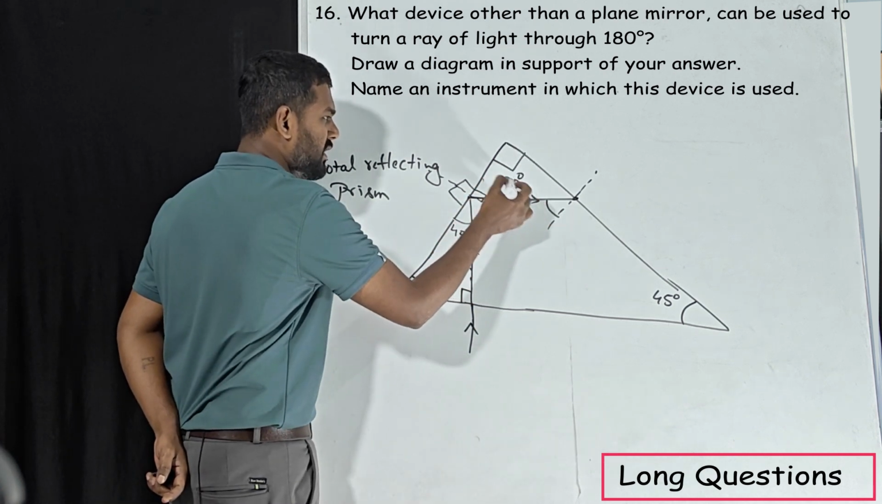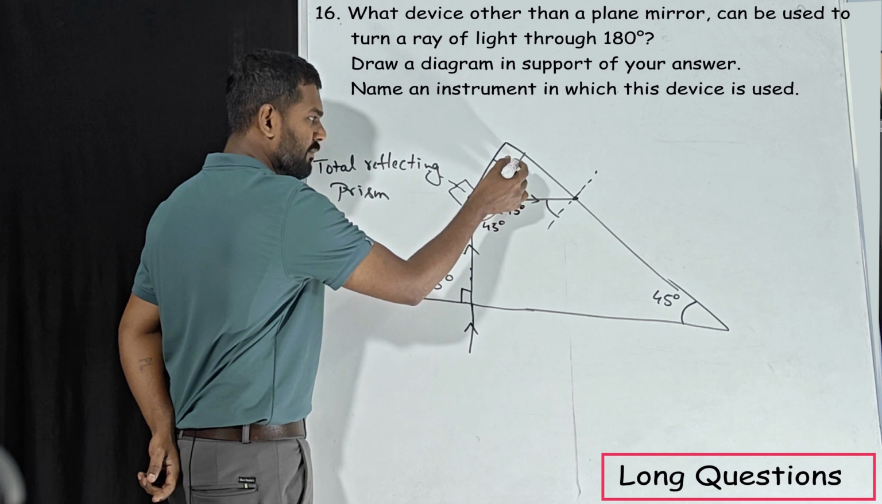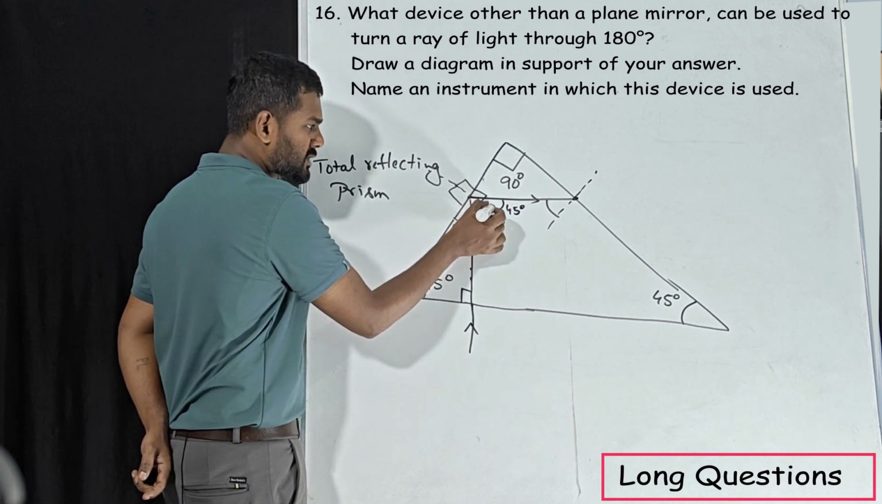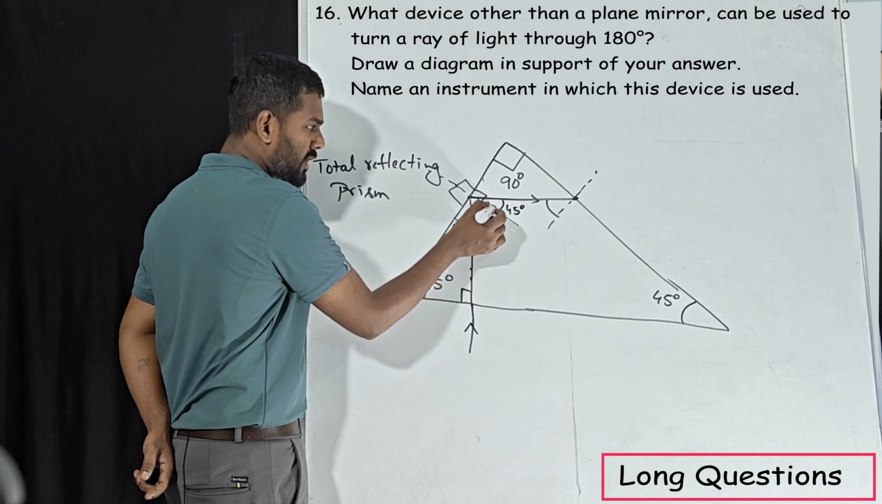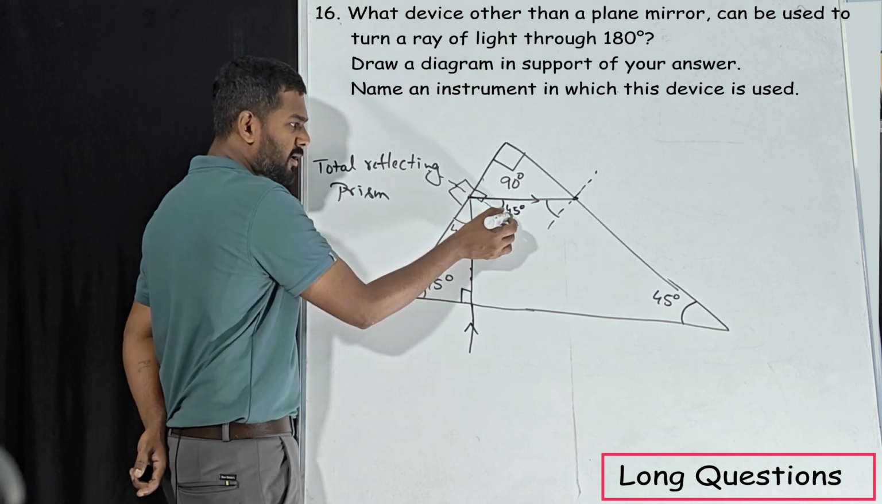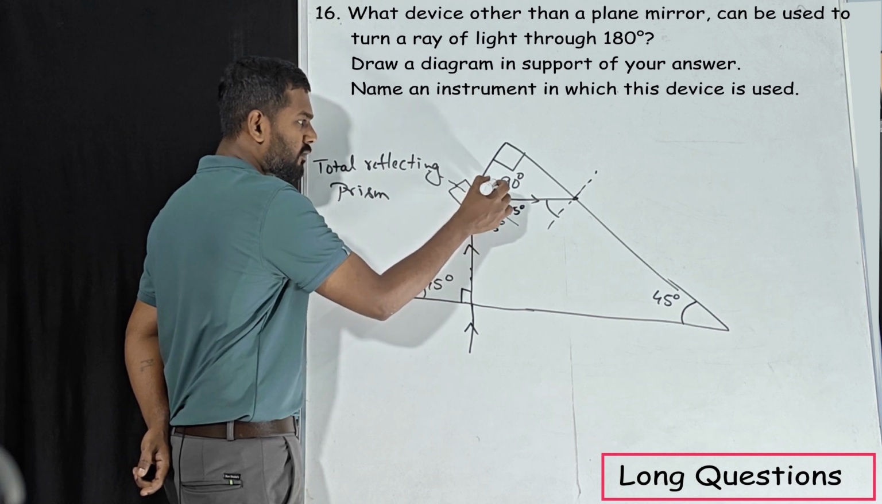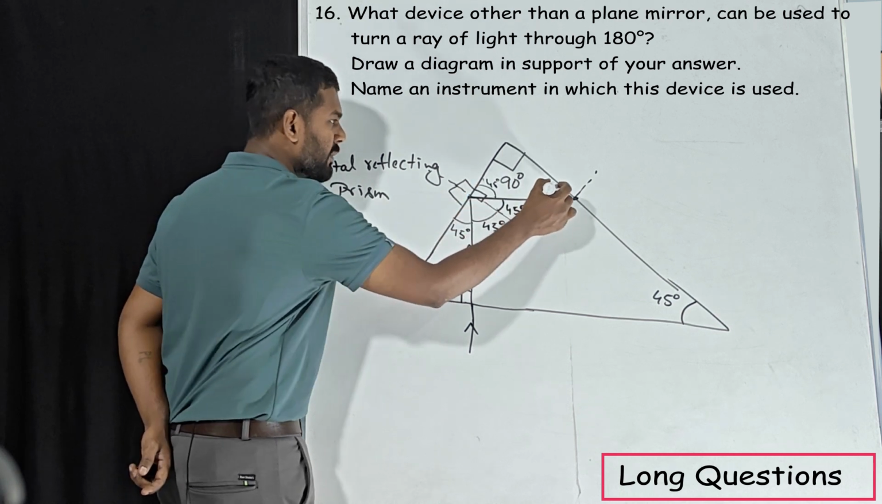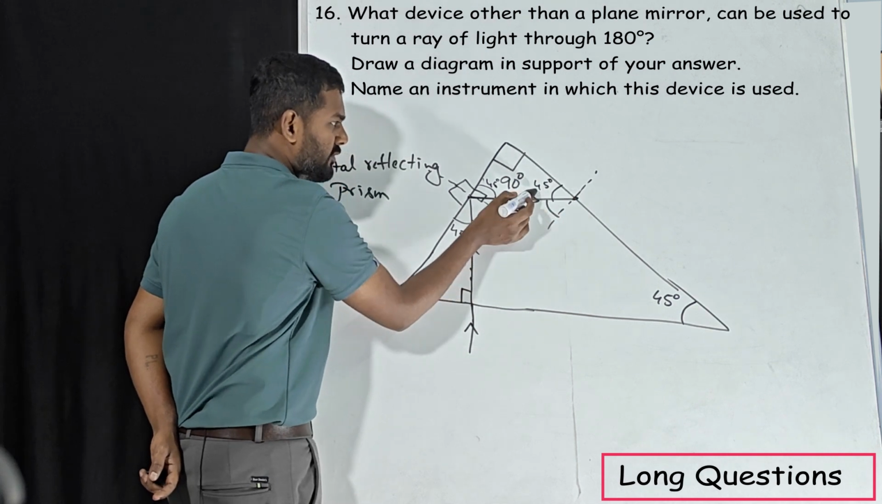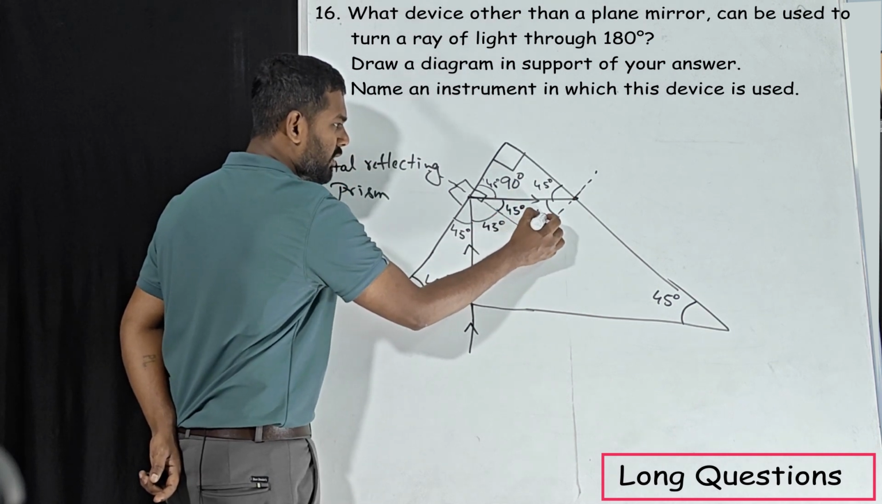Because of this line, this is the triangle. This is 90. From this normal to here, it was 90. If some part is 45, this will also be 45. 90, 45 means this will also be 45. So this is completely 90. If this part is 45, this will also be 45.